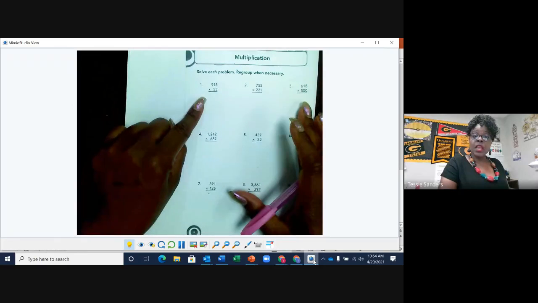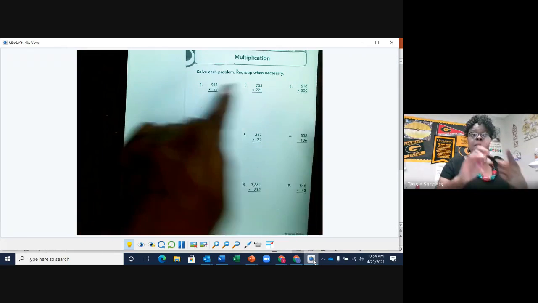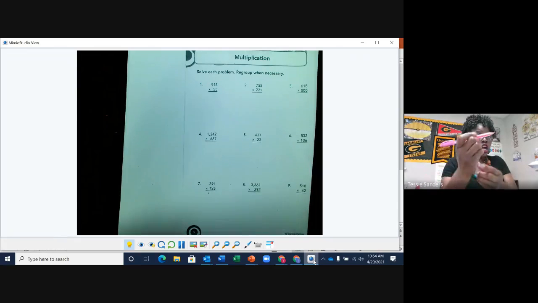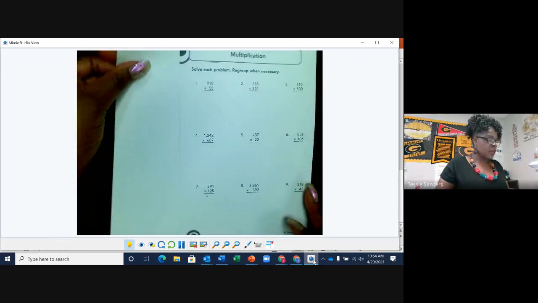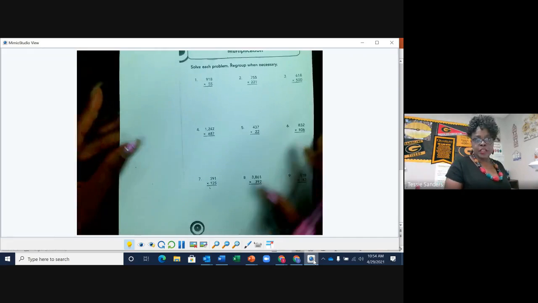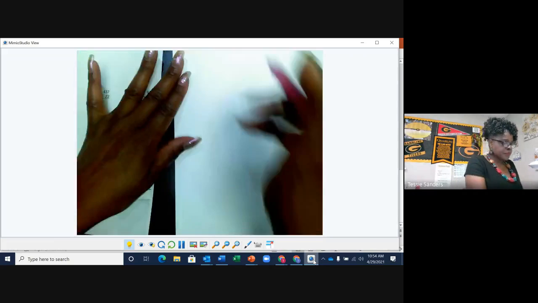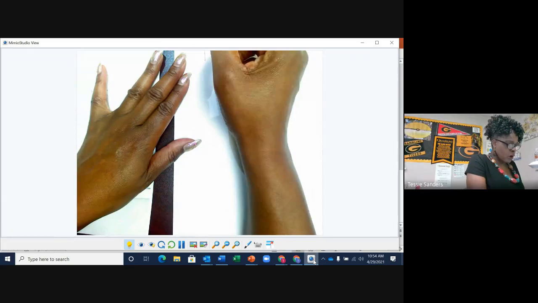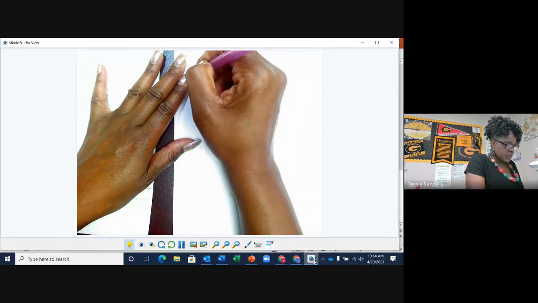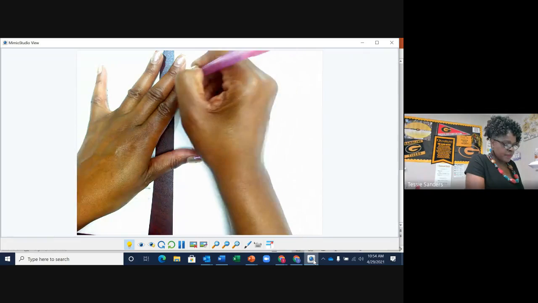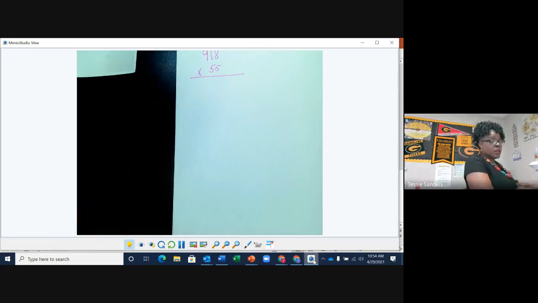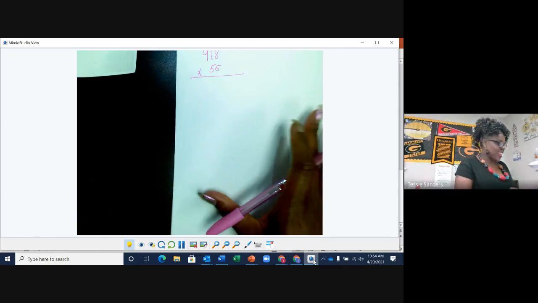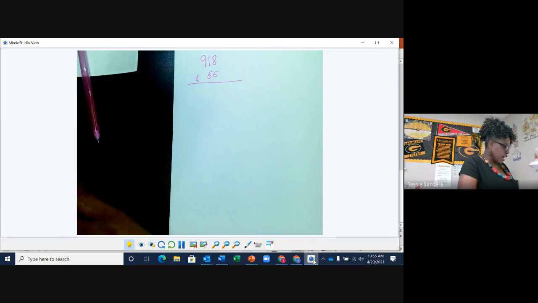Look at number one. Let's rewrite number one. Get your math journals, sharpened pencils, colored pens if you need colored pens, colored overlays if you are having learning challenges from dyslexia. All right, let's rewrite number one. We will write it not too big, not too small. 918 times 55. And write those numbers neatly. Please do not write in chicken scratch. Don't write sloppily.